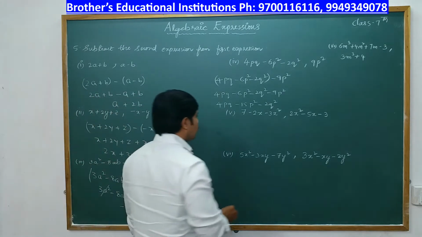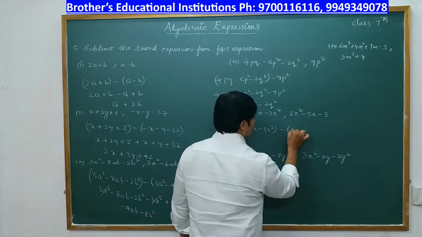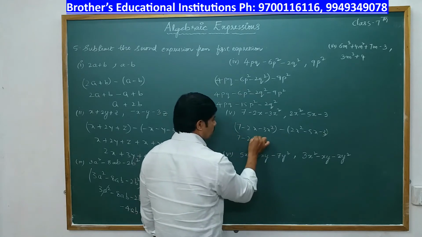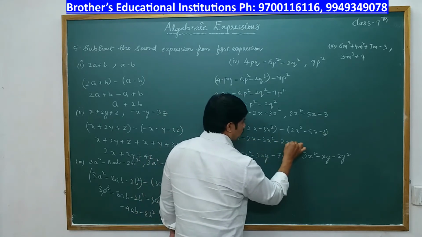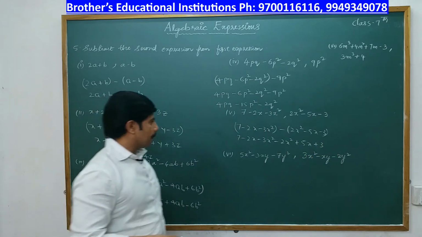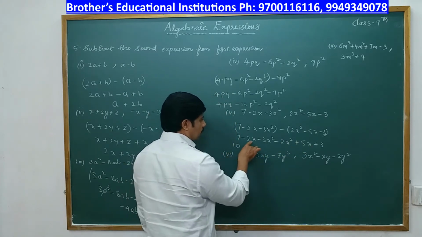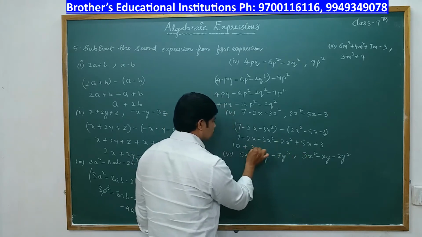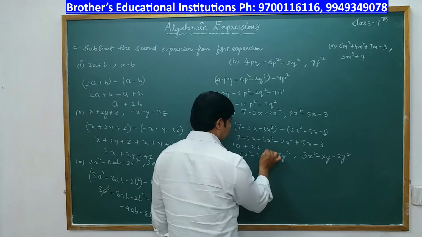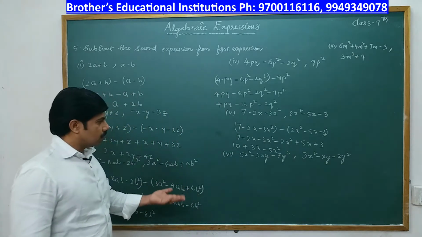Now we'll go to this fifth one. In the fifth one the first expression we write as it is, then minus of 2x square minus 5x minus 3. So we get 7 minus 2x minus 3x square minus 2x square plus 5x plus 3. So now 7 plus 3 is 10. So we write 10, minus 2x plus 5x is 3x. Then after that x square terms, minus 3x square minus 2x square is minus 5x square. So now next problem we'll see.